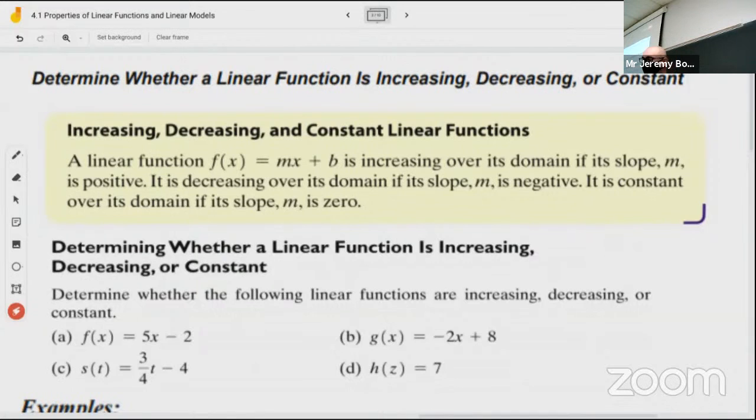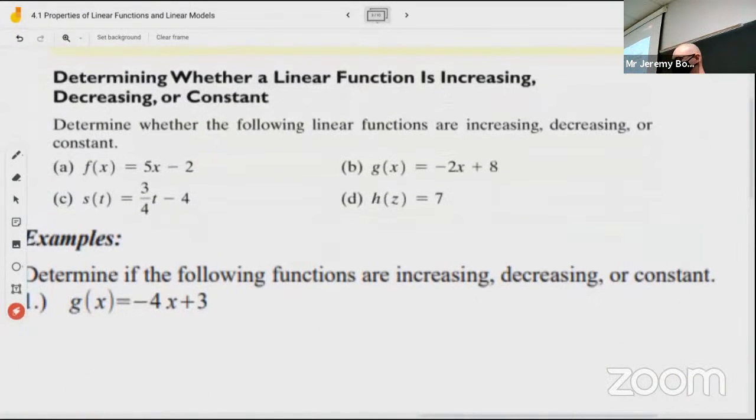So a linear function f of x equals mx plus b is increasing over its domain if its slope m is positive, is decreasing over its domain if its slope m is negative, and it is constant over its domain if its slope is 0, which means it's a what kind of line? Horizontal line, yes. Good.